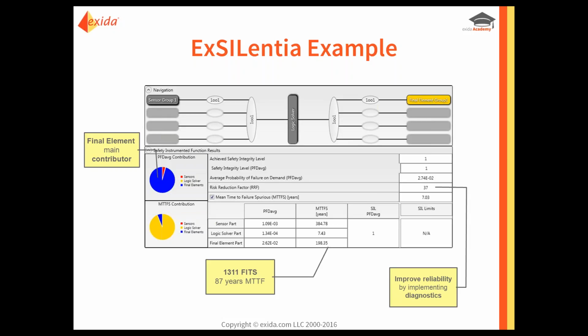In this example, just using some generic numbers, you can see that the sensor mean time to fail safe is 384 years. Well, that's pretty good. The logic solver is 7.43 years, and the final element is 998 years, mean time to fail safe. So you can find which part is misbehaving or giving you spurious trips often, and you can see if you can lower that by choosing a different part or doing proof tests more often. There's different ways that you can use the Excellentia tool or any advanced modeling tool to play around with it.